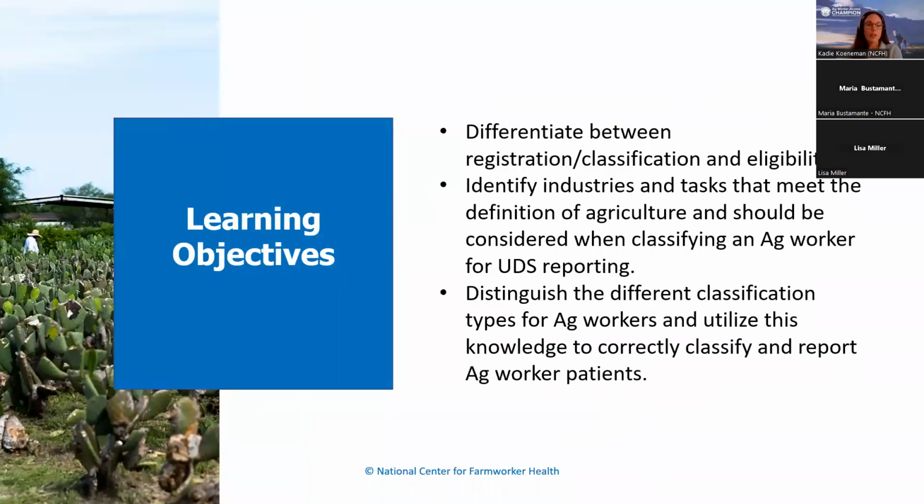There are three main learning objectives for our session today. By the end of the session, you'll be able to differentiate between registration and classification and eligibility. You'll be able to identify the industries and tasks that meet the definition of agriculture and should be considered when classifying an agricultural worker for UDS reporting. And you'll be able to distinguish the different classification types for ag workers and utilize this knowledge to correctly classify and report your ag worker patients.